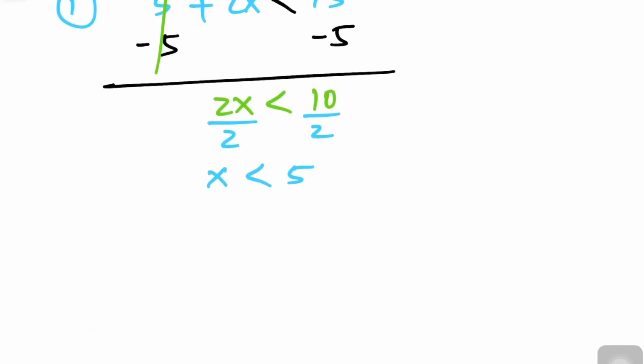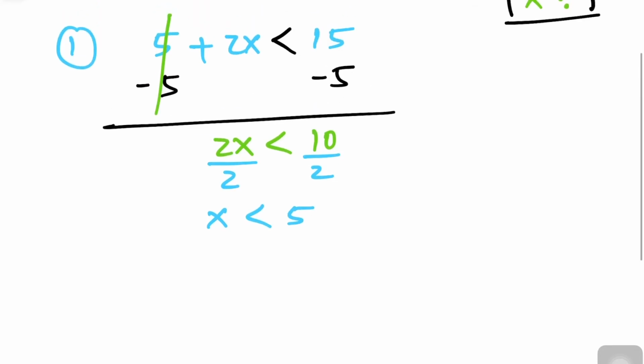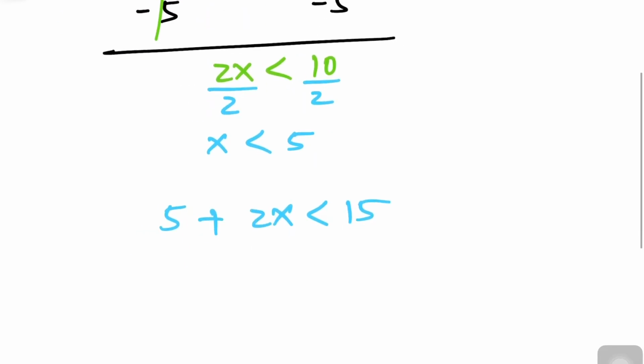So now the question is, what does it mean, x less than 5? So it means you can take any value less than 5 and your inequality will make sense. So for example, 5 plus 2x less than 15. It's saying as long as the x value is less than 5, this inequality will be true.